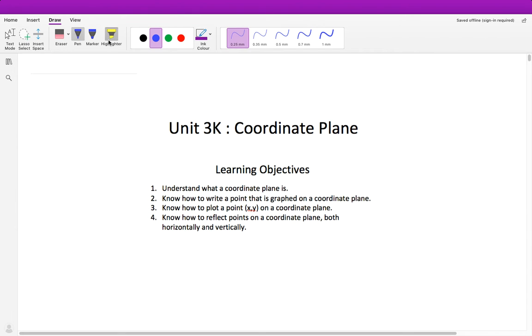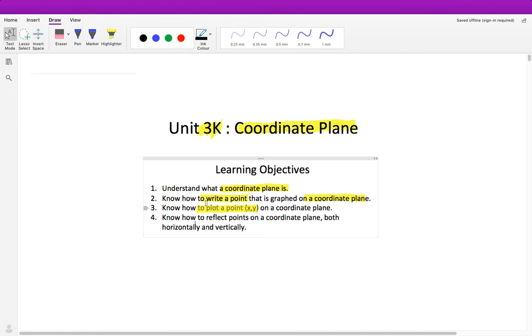Okay, so now moving on to our next video, which is Unit 3K, and this is going to be our coordinate plane. All right, and our learning objectives for today, and what we want to be able to understand, is, first off, what is a coordinate plane? We want to know how to write a point that is graphed on a coordinate plane. So that means that we will be given a point that is graphed for us, and then we want to write what it is. Then we'll also want to know how to plot a point.